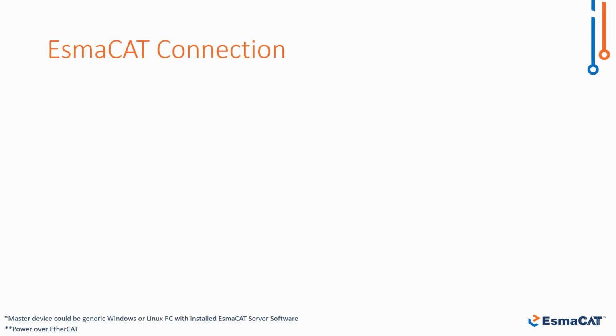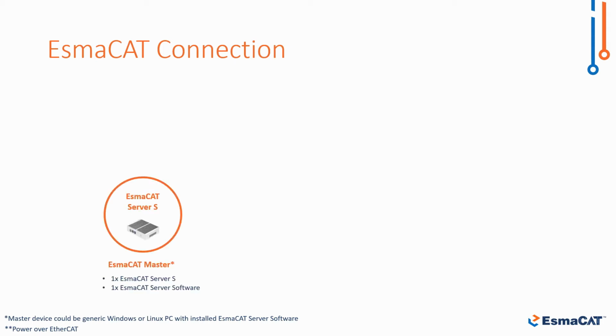In order to control the motor, we need several EsmaCAT components. First, we need one EsmaCAT master device. In this tutorial, we will use the dedicated EsmaCAT server S as our master, but any Windows or Linux machine can be used as the EsmaCAT master by downloading the EsmaCAT server software from EsmaCAT.com.